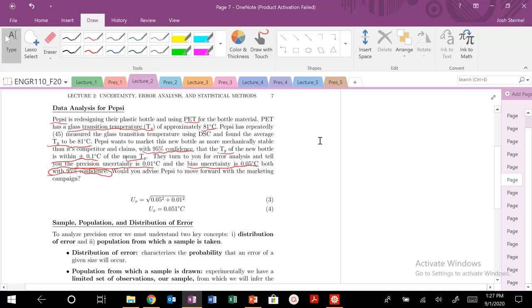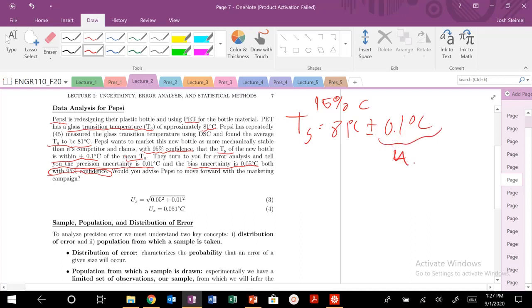Well, one of the key parts in diagnosing this problem is we need to make sure at a 95% confidence interval that your T_g is going to be 81 degrees C plus or minus 0.1 degrees C. So this needs to be our total uncertainty U sub X, which here would be U sub T_g.